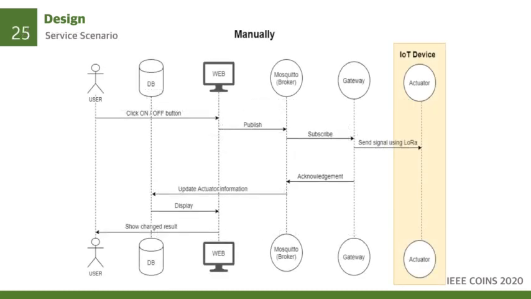This is a service scenario when a user operates the actuator manually using a web-based application. If the user clicks the on or off button in the web-based application, the user's control is published to the MQTT broker, and the gateway subscribes to that information. The gateway then sends a signal to the actuator using LoRa to turn the actuator on or off. The gateway responds to the changed actuator status and updates it in the database. Finally, the change result is reflected in the web-based application, and the user can see the changed result.